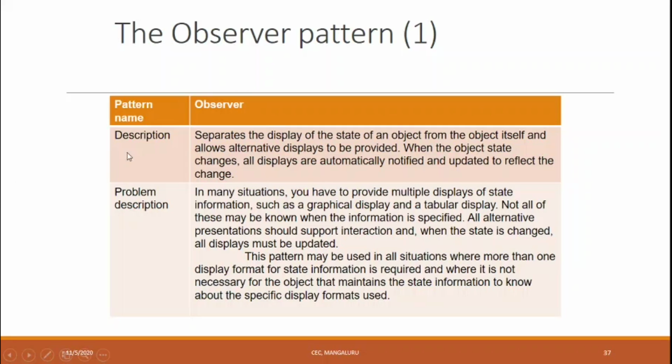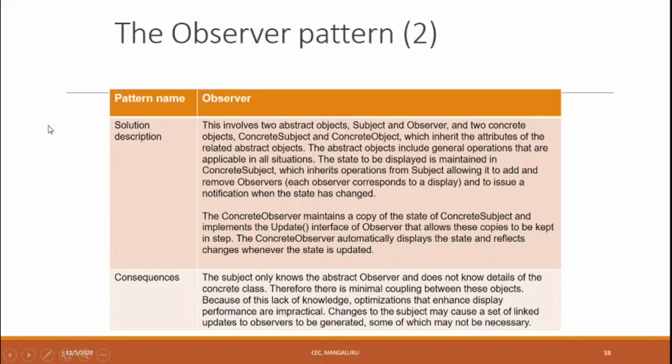Description: the name of the pattern is Observer. See, the gang of four. What they have described is the pattern name, Observer, and the description, which separates the display of the state of an object. This is one example they have given. Just read it out: you can see the pattern name, the description, and the problem description. And the next one is the solution description, and the last one is the consequences.